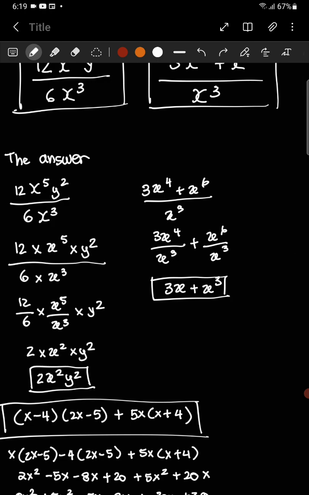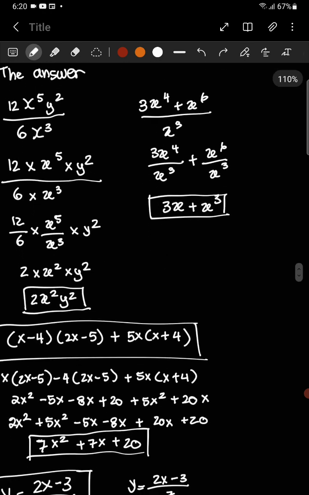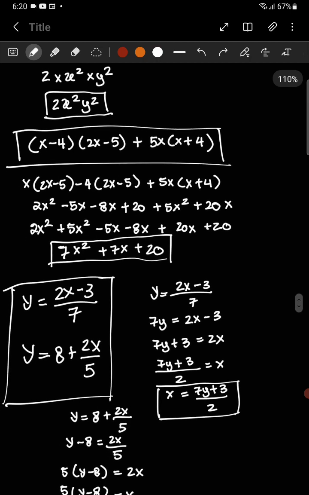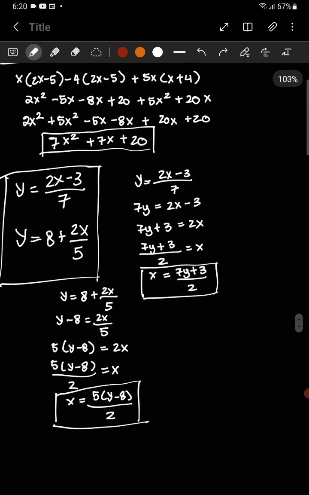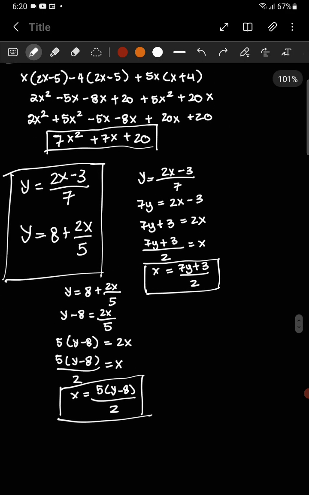This is the answer for the simplifying the indices questions, and this one would be for the expand and simplify. Also, the last one would be about changing the subject of the formula.